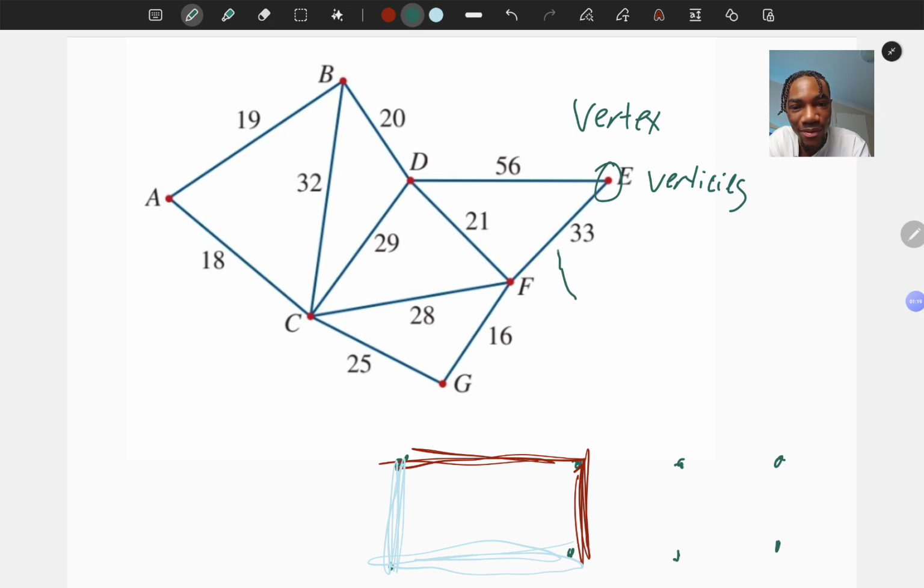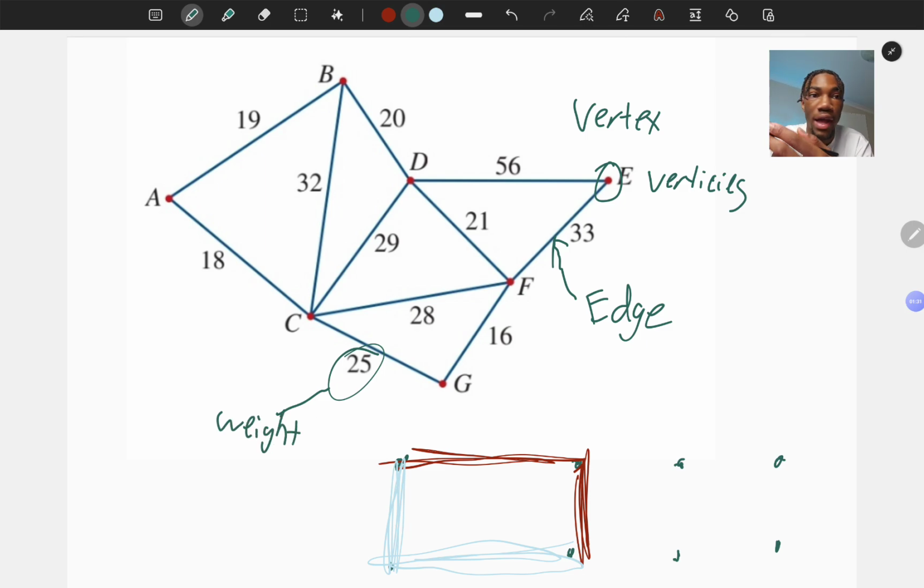And then we have an edge here, right? The lines are called an edge. The numbers on each of the edges are called weights, so the weight of a network or weight of a line.